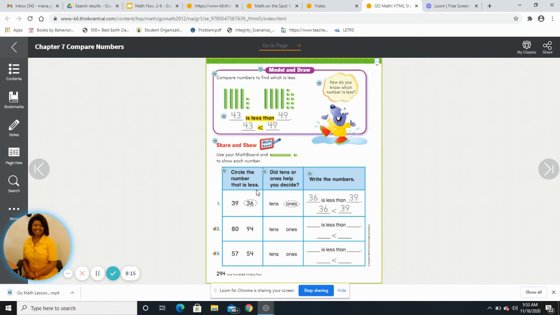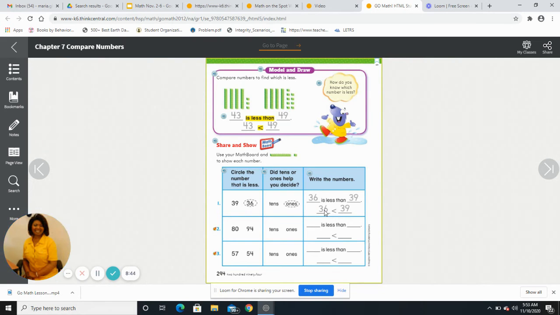So number 1 has been done for us. So the number that is smaller is 36. Well, both of them have the 3 in the tens place, but if I look in the ones place, I have a 9 and I have a 6. Which one is smaller? 6 is smaller than 9, therefore 36 is the smaller number, or it is less. The ones place helps us decide that 36 is less than 39.